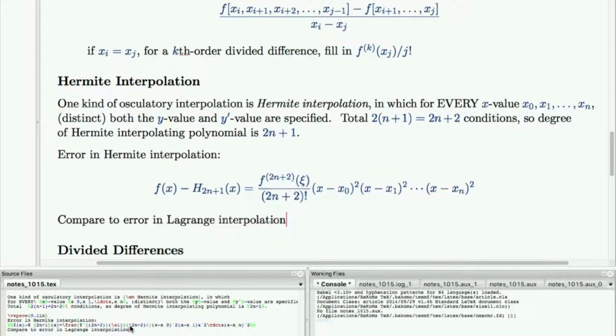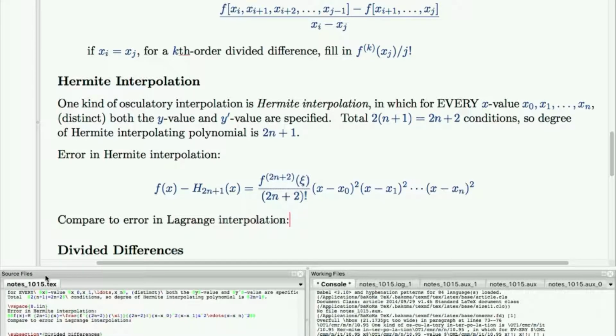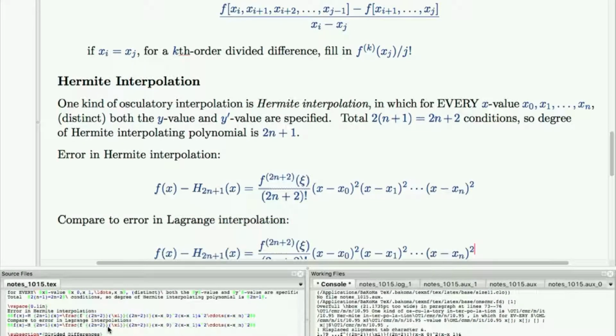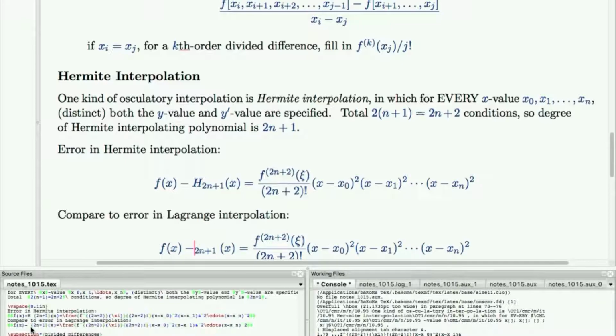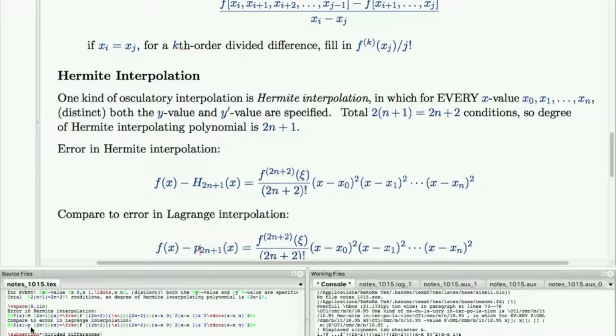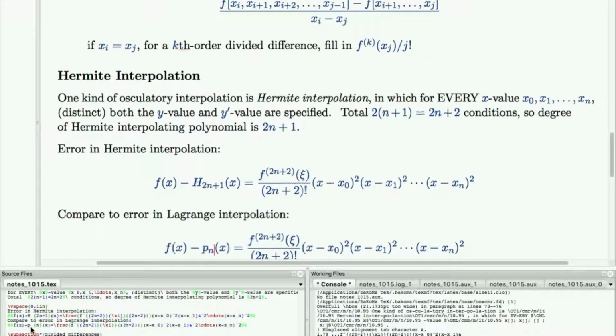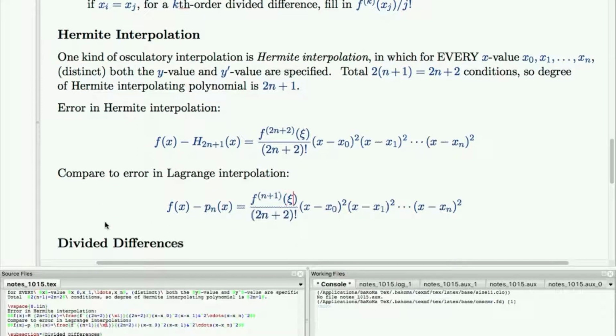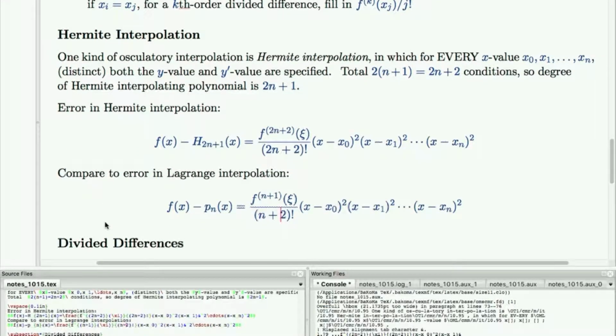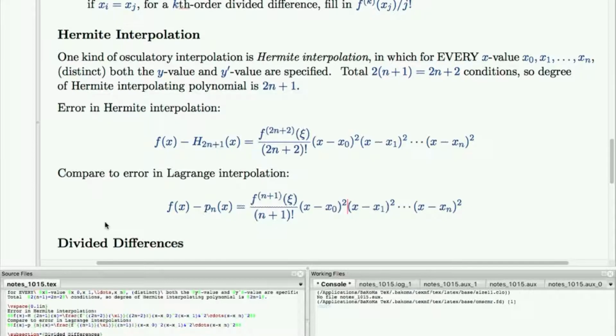So I want to compare this to the formula that was covered last time for the error in Lagrange interpolation, where we only impose conditions on the y values. So f of x minus p n of x. There we have the n plus first derivative, and then n plus 1 factorial. And then these factors are the same except not squared.